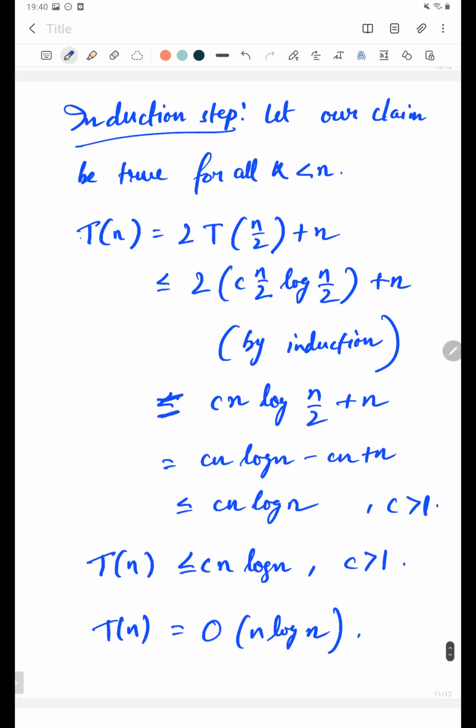So this method is known as the method of substitution. Is this clear? Yes, ma'am.